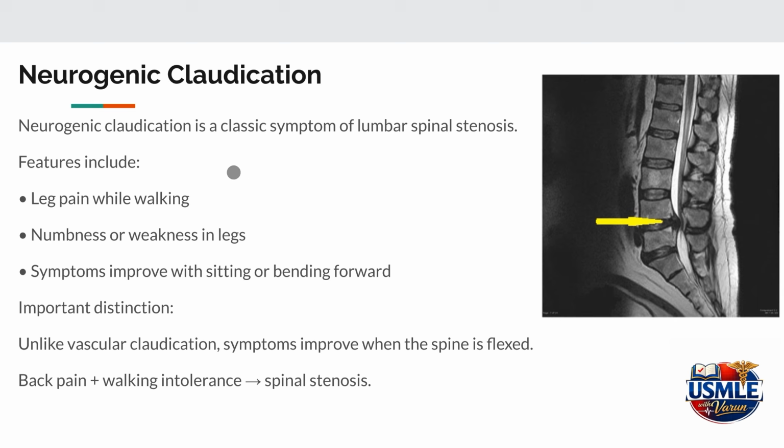A classic symptom of lumbar spinal stenosis is neurogenic claudication. Patients experience leg pain, numbness, and weakness while walking. The symptoms improve when the patient sits or bends forwards, or flexes the spine. This occurs because flexion of the spine increases the space in the spinal canal, and this increase in space is a relieving factor of the spinal stenosis, which helps relieve the nerve compression.